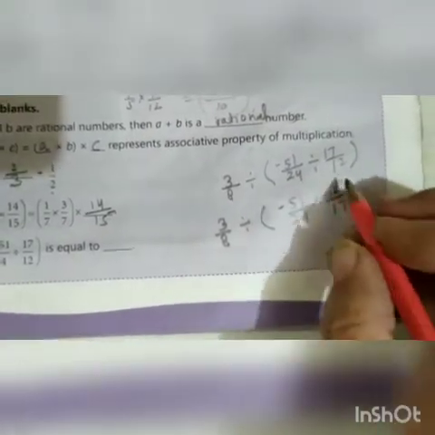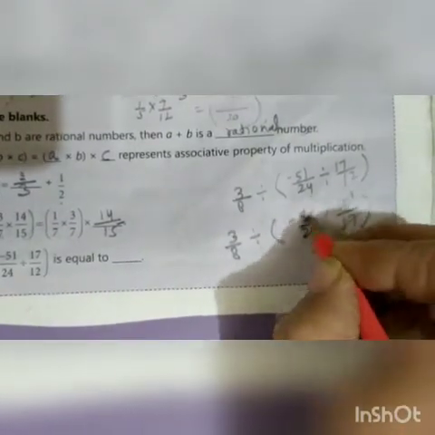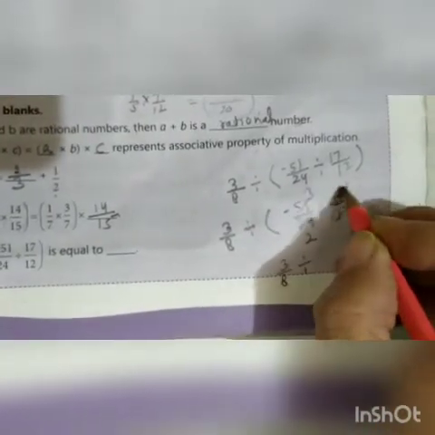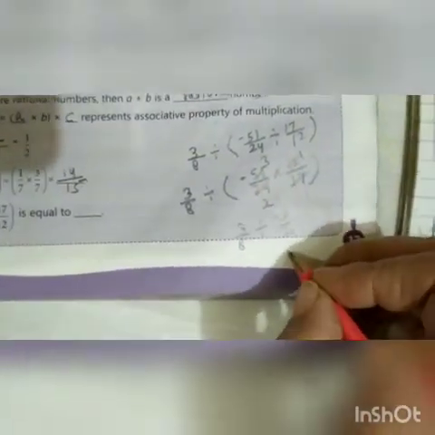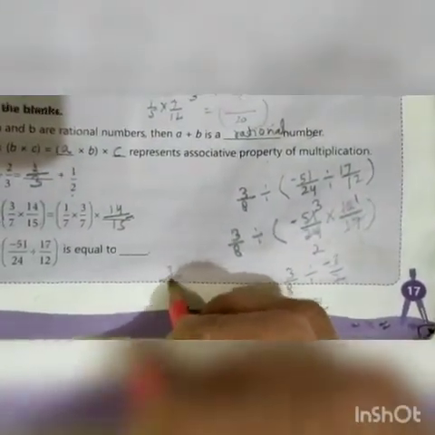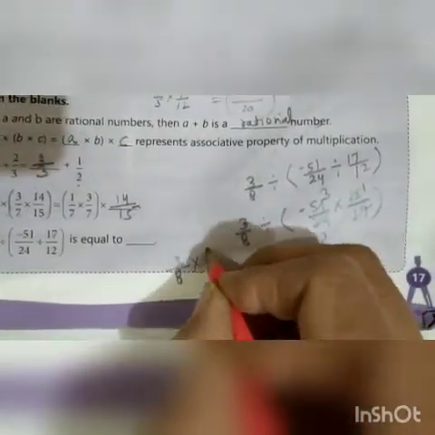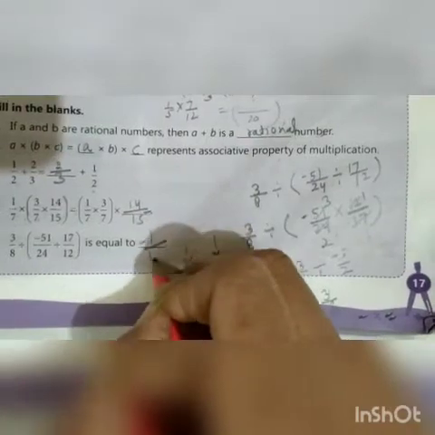Now simplify this bracket if it is possible. 12 ones are 12, 12 twos are 24, 17 ones are 17, 17 threes are 51. Now 3 upon 8 divided by minus 3, 3 ones are 3. This minus 3 upon 2. Now solve it. It will be 3 upon 8. Change this divide to multiply, then minus 3 upon 2 will be written as 2 upon minus 3. Again 2 ones are 2, 2 fours are 8, 3 ones are 3, 3 ones are 3. 1 one is 1, 4 ones are 4 with minus sign. So it will be minus 1 upon 4.